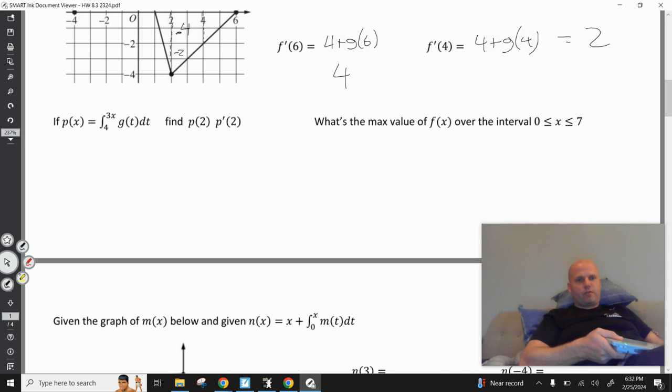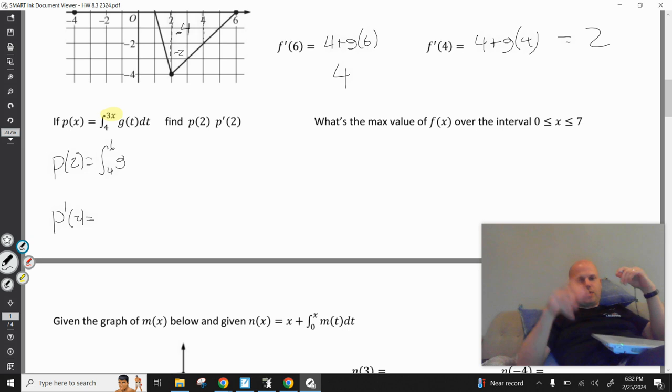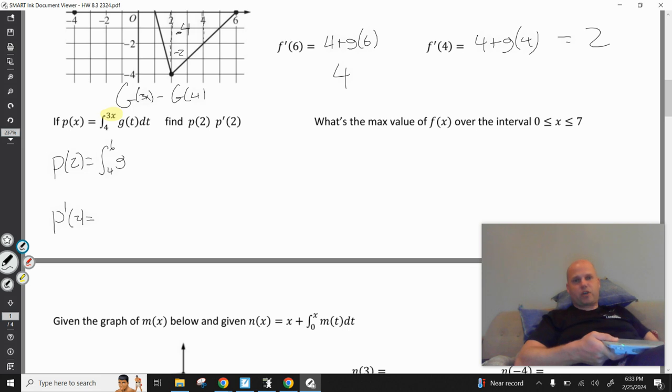Hey, accumulation function with a boundary. What's the key? If you're finding a value, that's easy. If you're finding a derivative, it's harder. I would have to pretend like I couldn't accumulate. I would take the antiderivative to get big G. I'd get big G and find its ending position, and big G and find its starting position and subtract them.